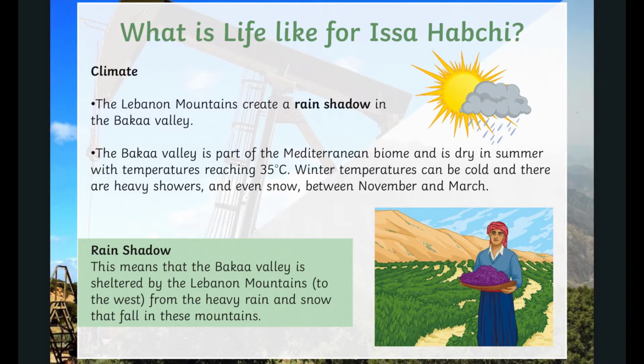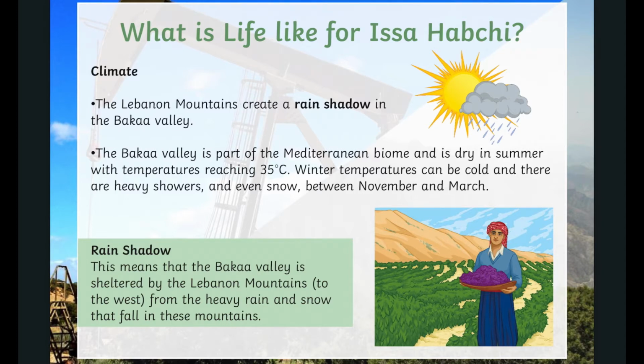What is a rain shadow? Well, this means that the Bekaa Valley is sheltered by the Lebanon mountains to the west from the heavy rain and snow that fall in these mountains. But because rain and snow fall on the mountains, eventually the water makes its way down into the valley itself, creating climates and soil which are really good for growing crops.